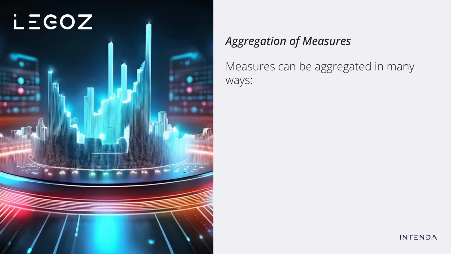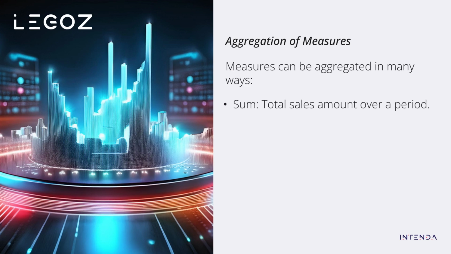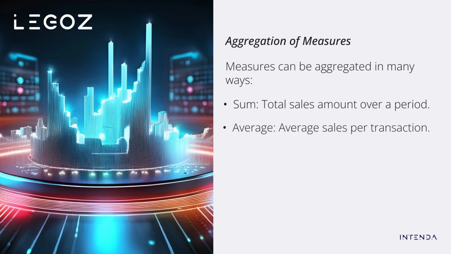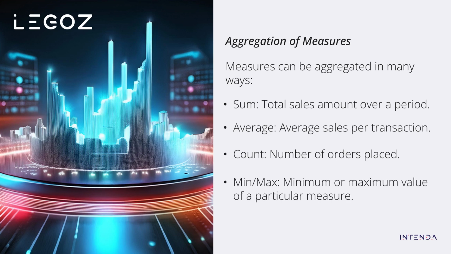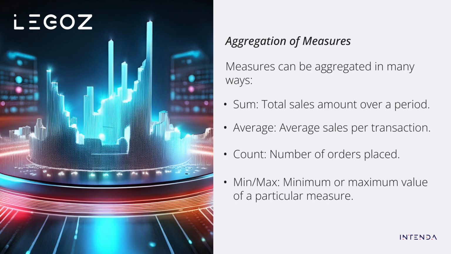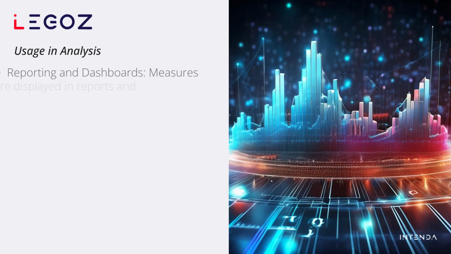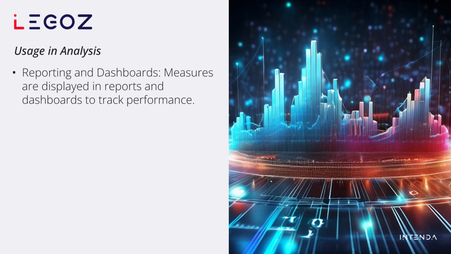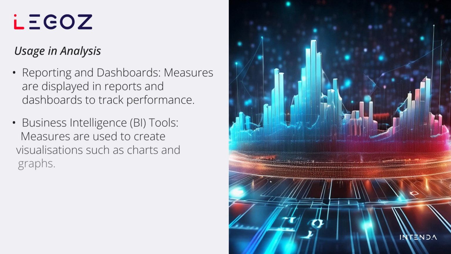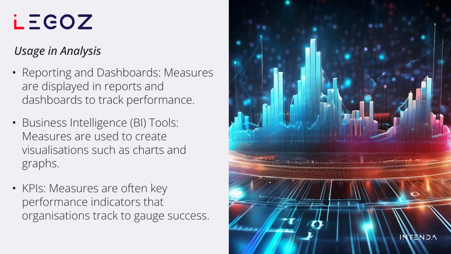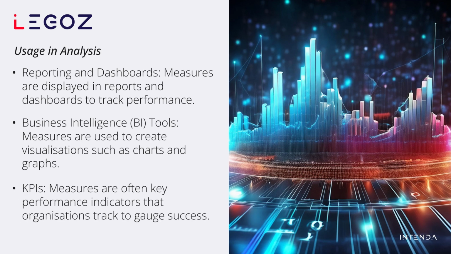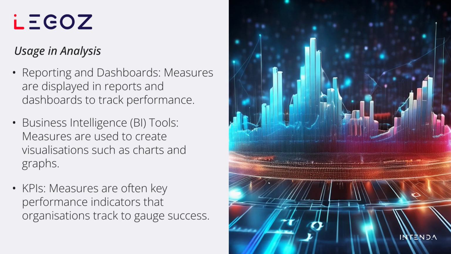Measures can be aggregated in several ways: sum, total sales amount over a period; average sales per transaction; count, number of orders placed; min or max, minimum or maximum value of a measure. Measures are used for reports and dashboard displays, to track performance, and are used to create visualizations like charts and graphs. Measures often represent key performance indicators for organizations to track and gauge success.